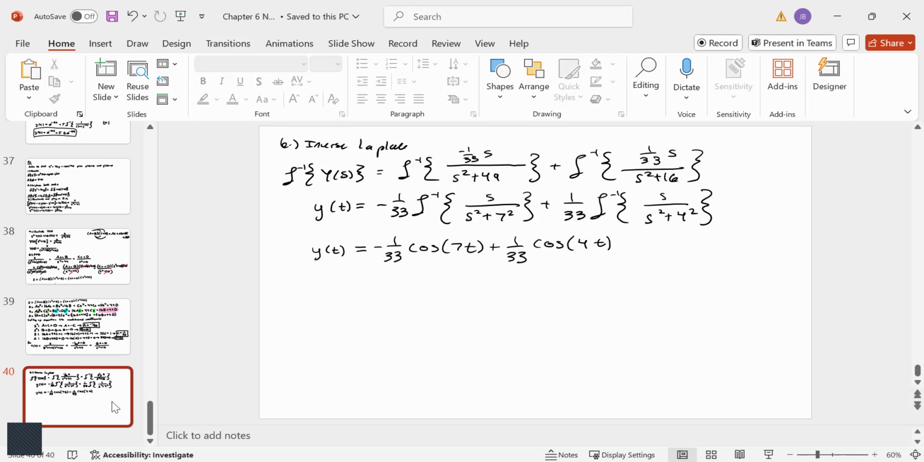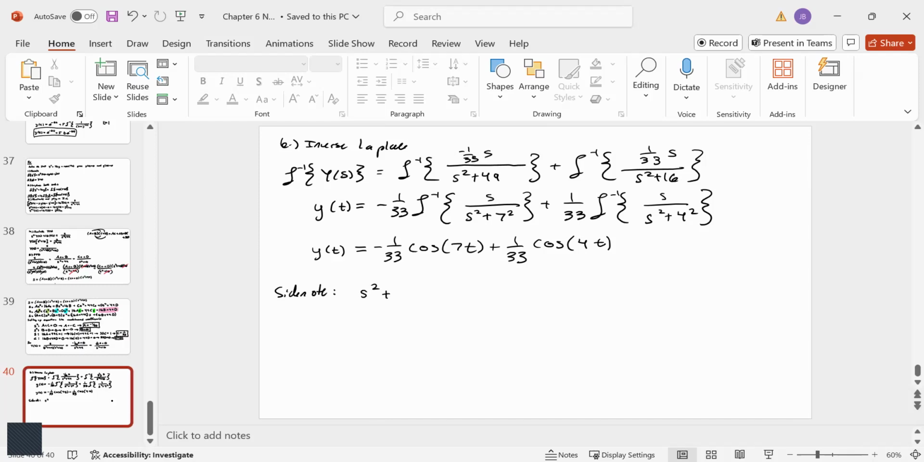Just a side note, most of the examples we've been doing have very nice values for s squared plus a squared plus b squared. But if you had s squared plus 7, you would just write this as s squared plus radical 7 squared, right? Like you could just rewrite a number as a radical. So just as a preface to that, let's write that as a side note.